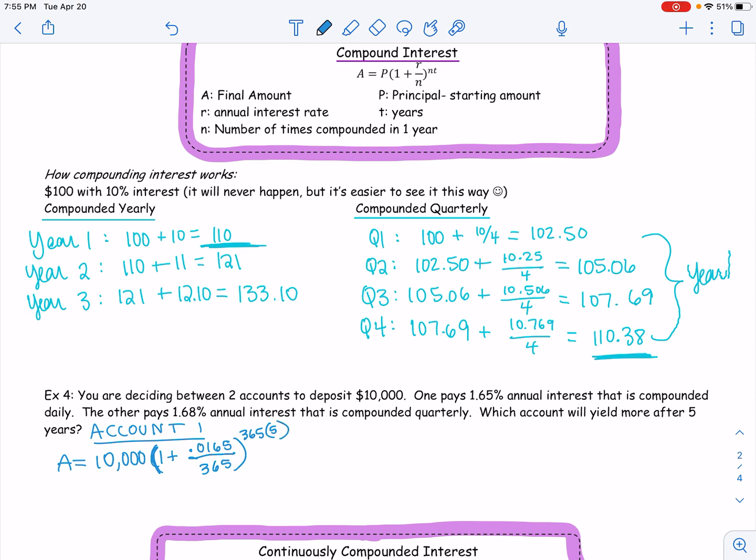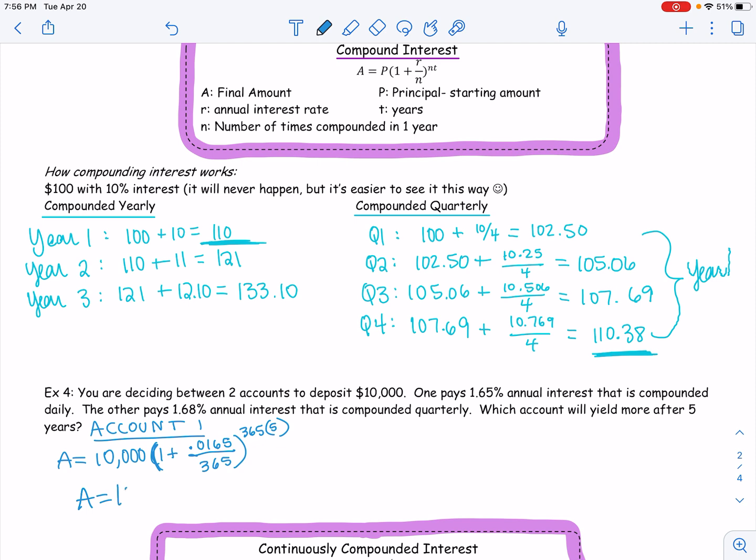So this can go straight into our calculator, no matter what kind of calculator we have. 10,000, open a parenthesis, 1 plus 0.0165 divided by 365, all of that raised to 365 times 5, and we get a total of $10,859.97. So we gained $859, or pretty much $860, in those 5 years if I compounded daily with that annual interest rate.